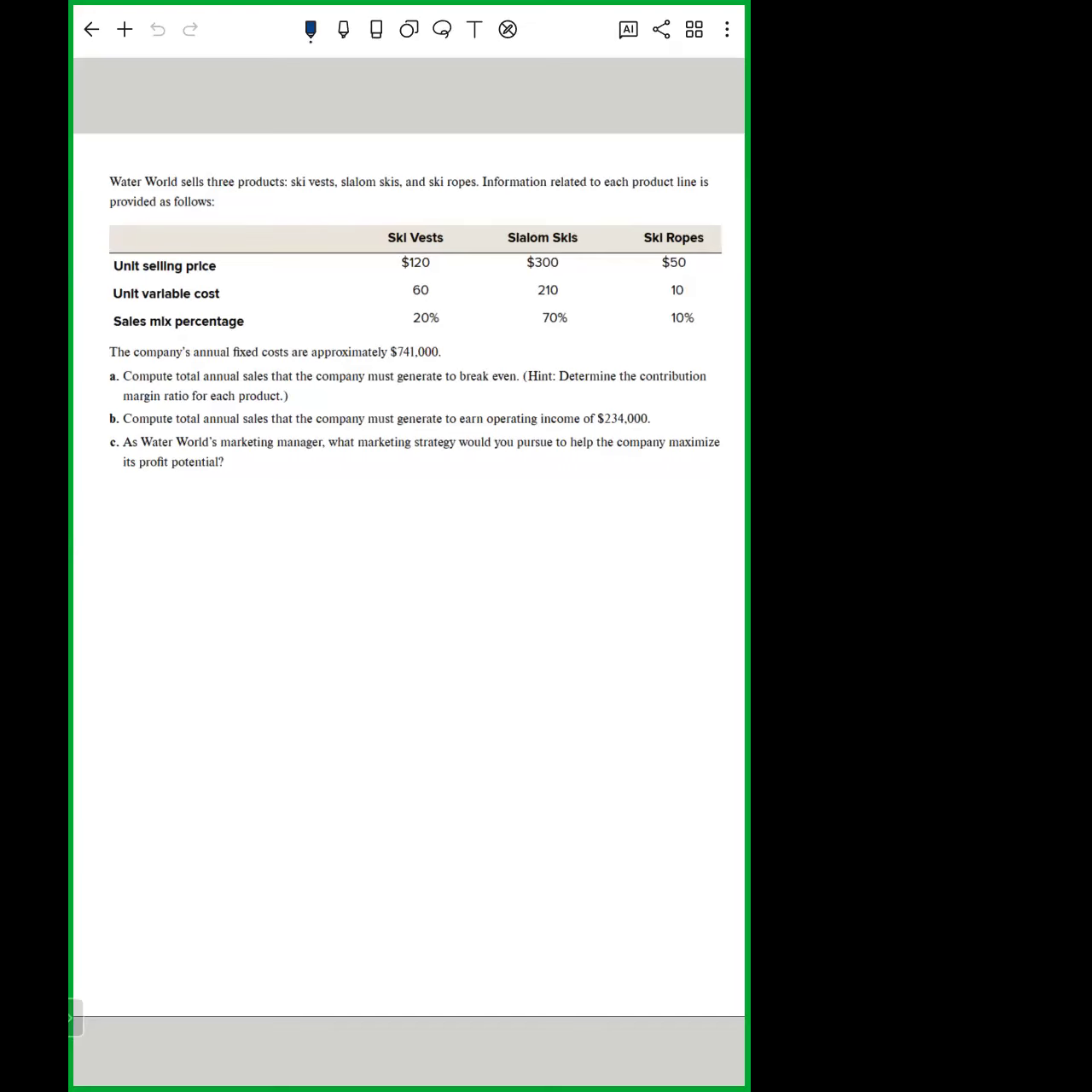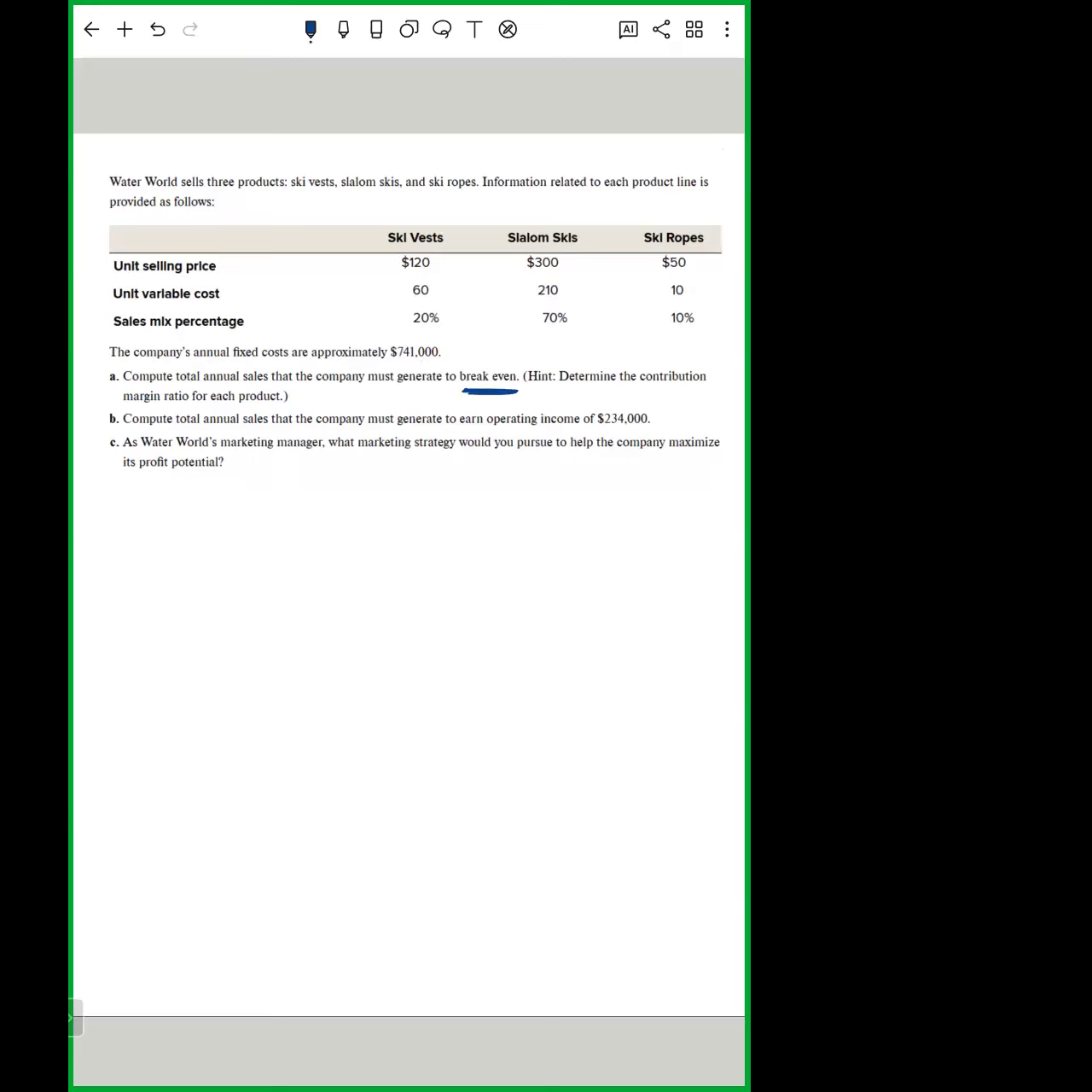So we have $741,000 worth of fixed costs, and what we're being asked to do is to compute the annual sales that the company needs to generate to break even. So break even is kind of our first thing that we need to get to.